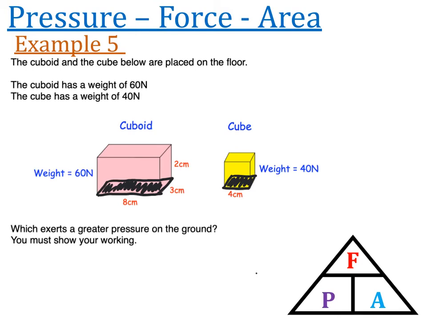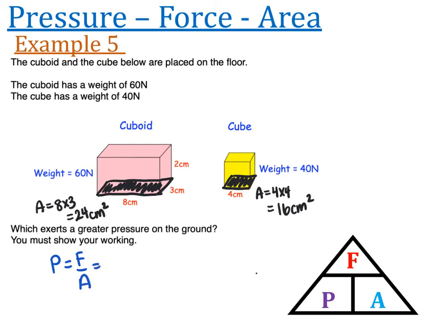The area in the cuboid is going to be 8 times 3, which is 24. This is in centimeters squared, sorry. And in the cube, the area is going to be 4 times 4, which is 16. So now that we've got both the areas and we have both of the forces, we can go ahead and find the pressure. So the pressure for the cuboid is going to be the force divided by the area, which is 60 divided by 24. 60 divided by 24 on my calculator gives me 2.5.